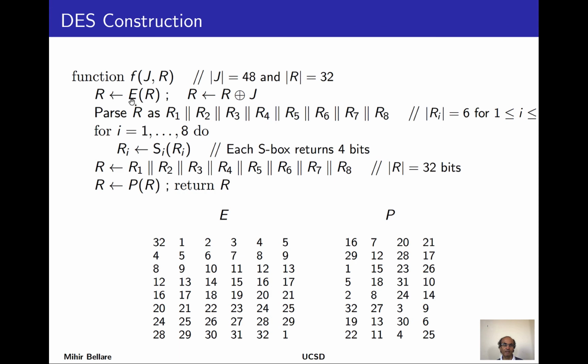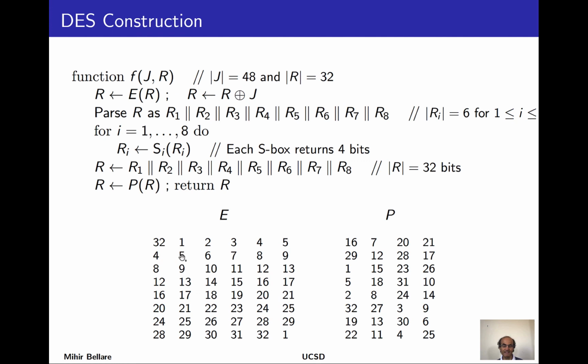It first applies a function called the expansion that takes 32 bits and outputs 48 bits. What is that function? Again, it's some kind of table. This tells you that the first bit of the output is the 32nd bit of the input. Second bit of the output is the first bit of the input, and so forth. Given that this extends 32 bits to 48, you will of course see repeats. So for example, the first bit is used twice. It's the second bit of the output and the 48th bit of the output.